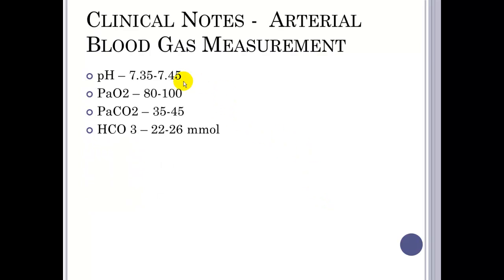All right, one more here. We're going to go alkalotic side. So patient's pH is 7.55. PaO2 is at 200. PaCO2 is at 12. And the HCO3 is 25.